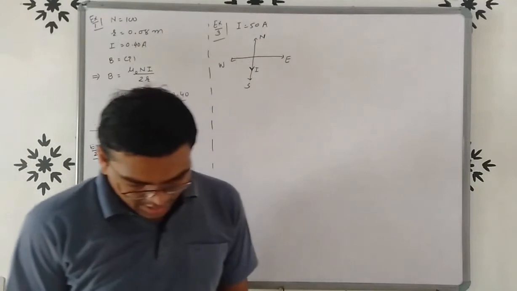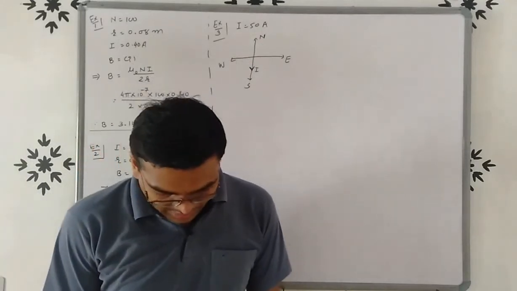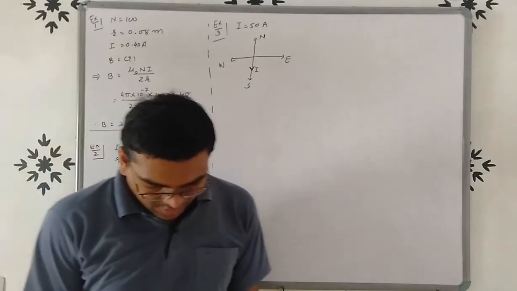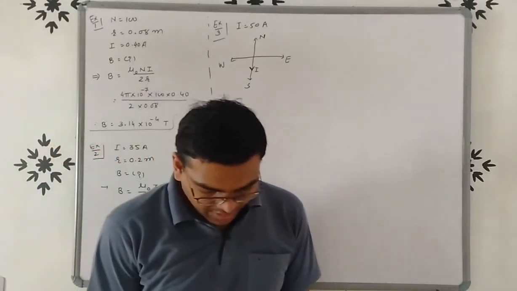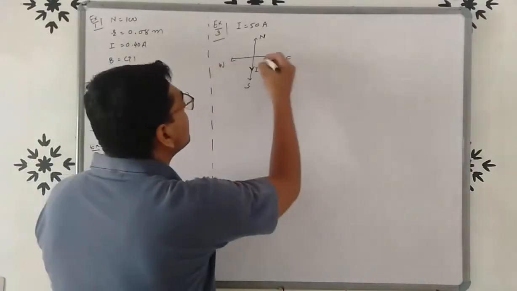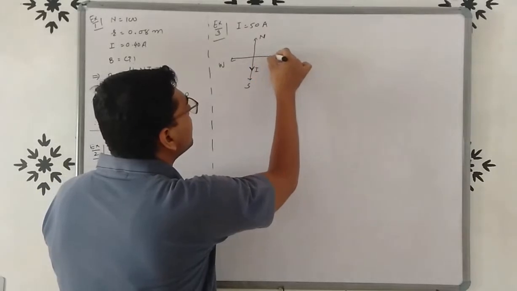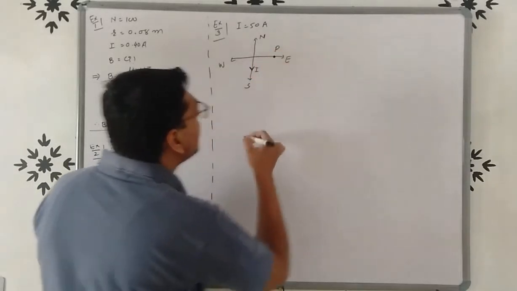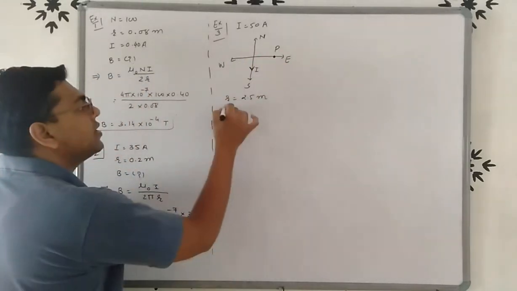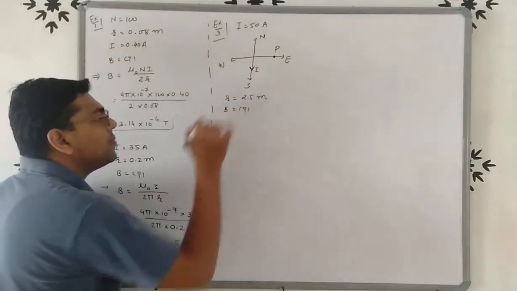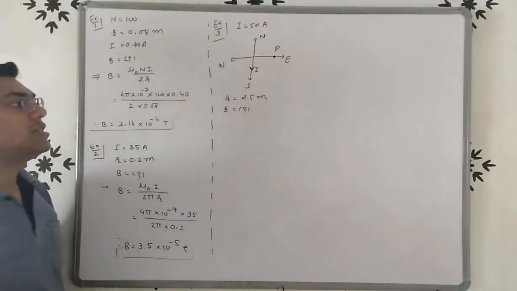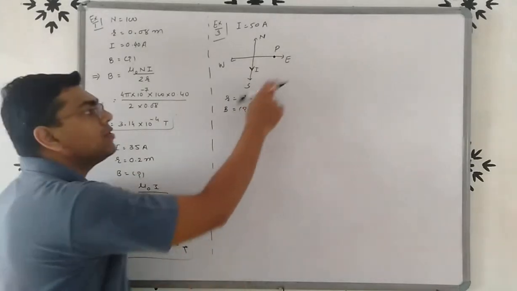Now give the magnitude and direction of magnetic field B at a point 2.5 meter east of the wire. So here the distance is 2.5 meter. Here there is some point, that is point P. So here distance r is equal to 2.5 meter. We have to find out the magnitude and direction of magnetic field at a distance of 2.5 meter east.